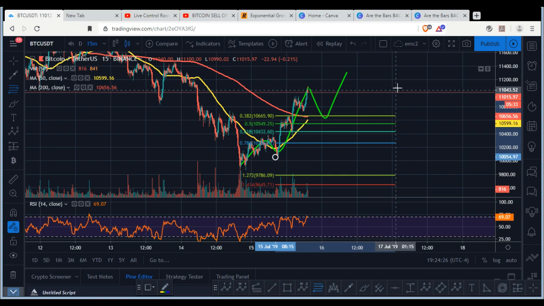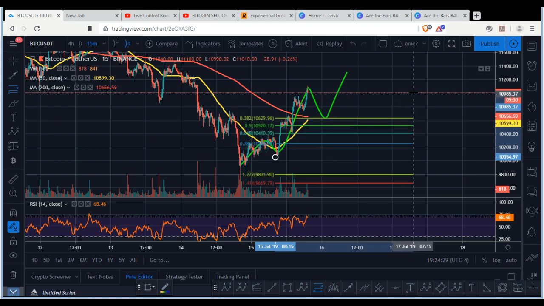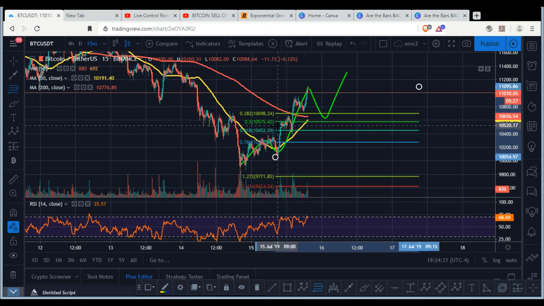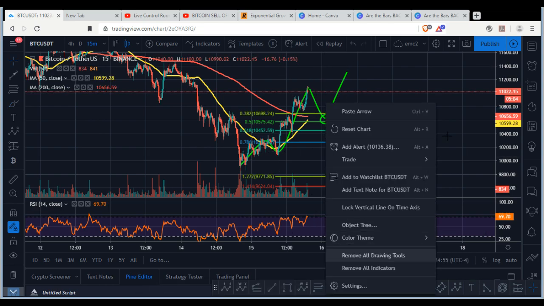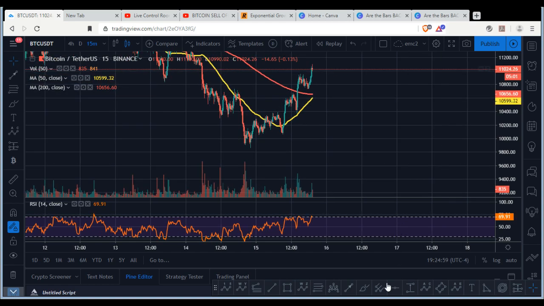It is looking great. I would look for at least the 382, which is roughly around 10.5 to 10.6 in that range. Because 382 is going to be like 10.7, and then 50% is going to be 10.6. So I would be looking for this area, 10.6 to 10.7, and then we could take it to roughly a 1-to-1 extension of the first wave. Let's take a look at the first wave.